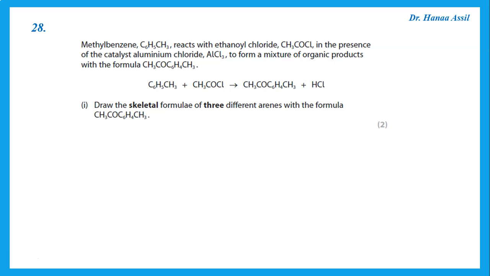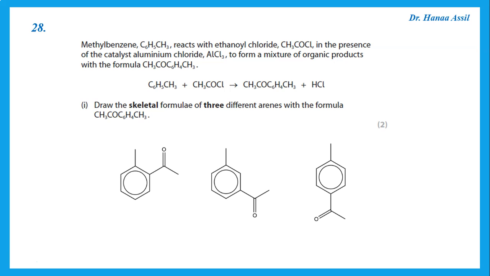We want to draw a benzene with a methyl group on it and then attach a CH3CO group to the benzene ring. So these are the 3 different possible structures in which we have a methyl group and a C=O CH3 attached to the benzene ring, and he wants skeletal, so you need to draw it in the skeletal form. So this is how we draw it.